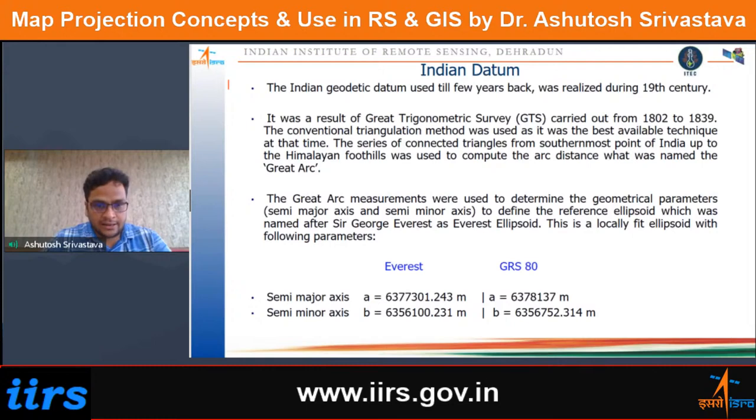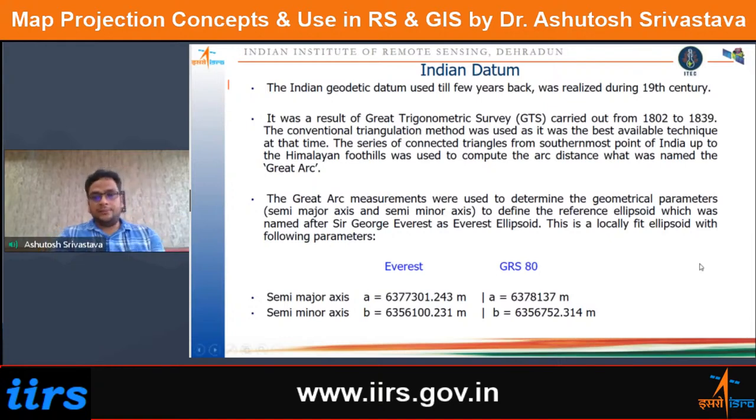The Great Arc measurements were used to determine the geometrical parameters, the semi-major axis and the semi-minor axis, to define the reference ellipsoid, which was named after Sir George Everest as the Everest ellipsoid. This is a locally fit ellipsoid with the following parameters.